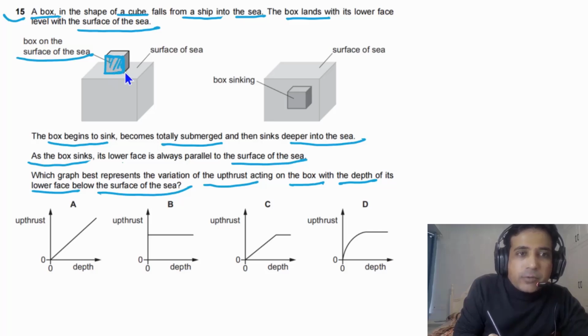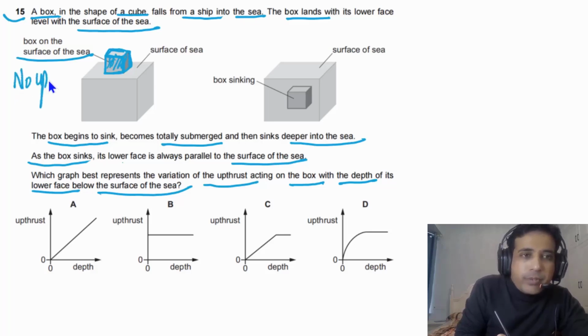So you can see it is just at the surface. So this is not inside water. As it is not inside water, it means there will be no upthrust. So no upthrust. What is upthrust?